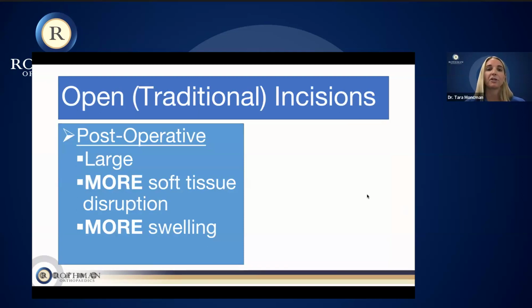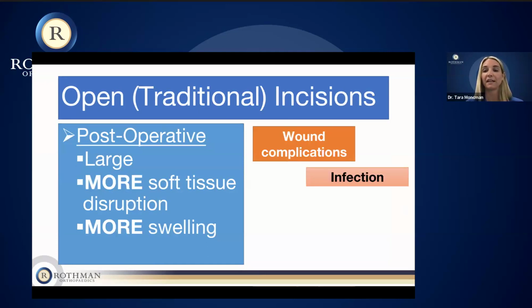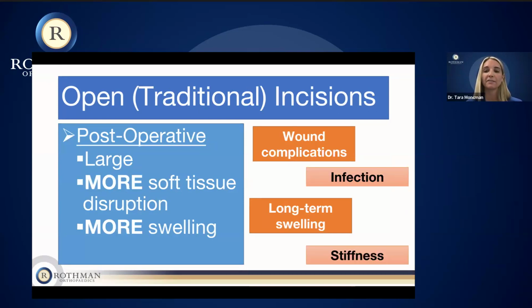Again, these are larger incisions, more soft tissue disruption, more swelling, and that leads to a higher risk of wound complications, infection, long-term swelling. I tell everyone that swelling is normal after foot and ankle surgery for about a year, but obviously with less soft tissue disruption, that swelling can really be minimized, and that's what I like so much about the MIS bunion correction. And then stiffness, right?